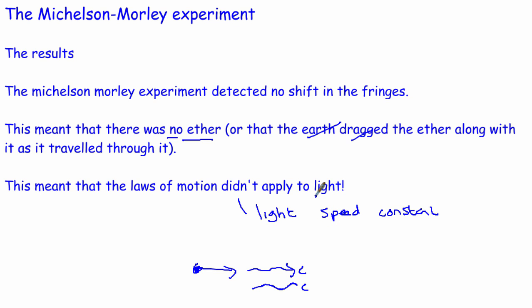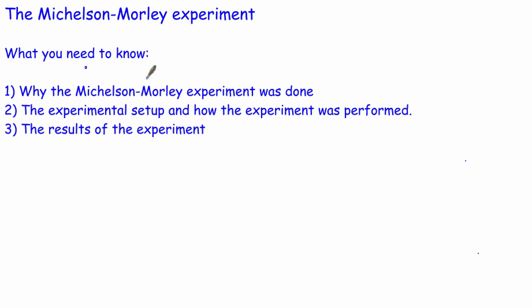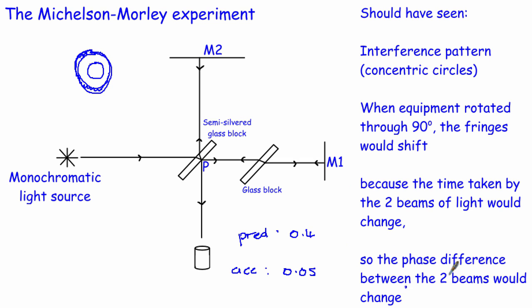So that was the Michelson Morley experiment in terms of what you need to know. You need to know why they did it. Well, basically they were looking for the ether. You need to know the experimental setup and what each part of that does, how the experiment was performed, and what they really expected to see. So this is what they expected to see.